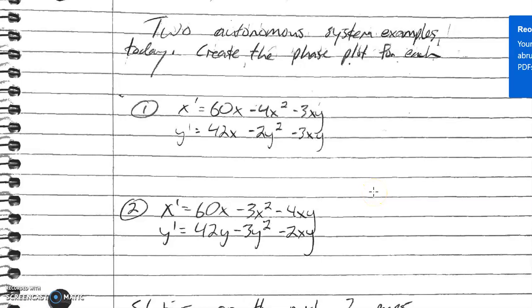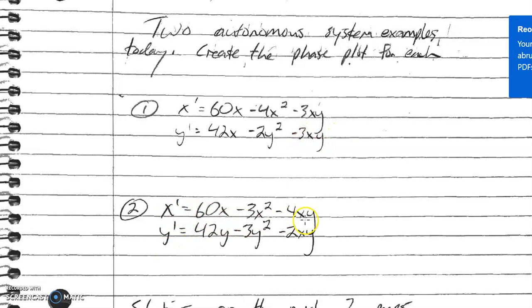Okay, today we're doing two board work problems. Autonomous systems, like we've been doing for the last couple days. First one is x prime equals 60x minus 4x squared minus 3xy. Next one, y prime is 42x minus 2y squared minus 3xy.